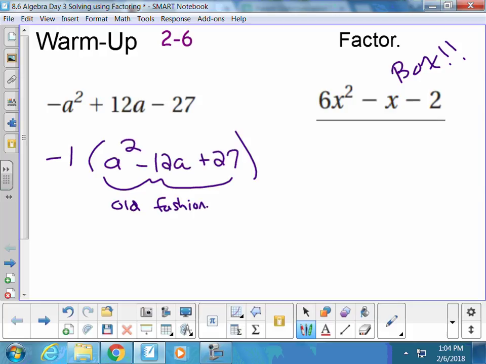I call it the old-fashioned method because it's the one you learn first, so you learned it a really long time ago. It's like old hat by now, you've done it so many times. But you're thinking of ways to multiply to get a 27 that would add up to a -12.